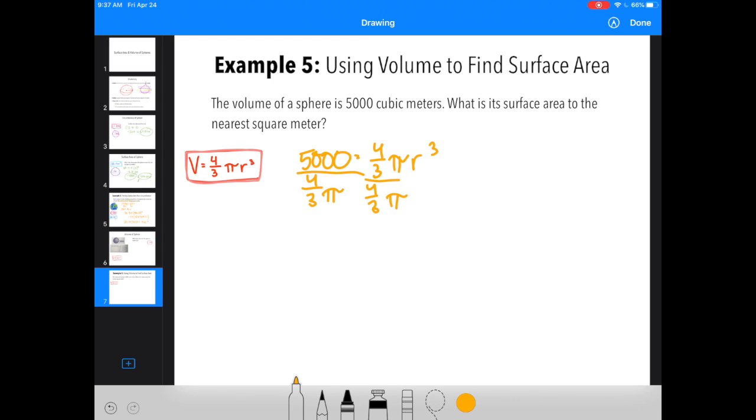All right, so when I type this in my calculator, what I'm going to do is take 4 times second pi, divide by 3. Okay, then I'm going to type in 5,000 divided by second answer to give me 1,193.66, which equals r cubed. That's not just my r quantity.